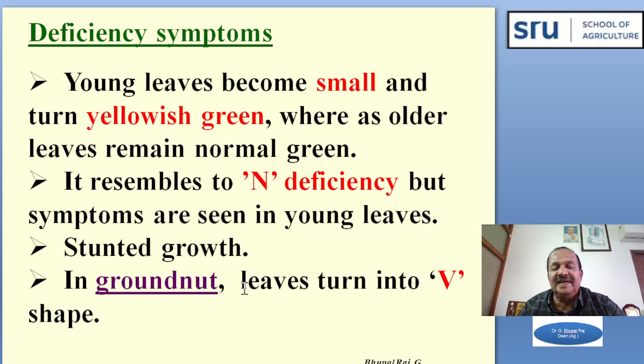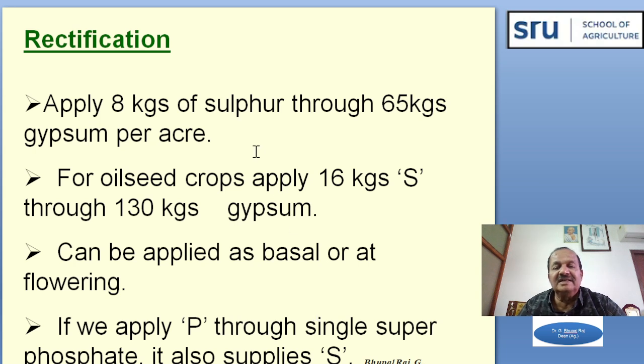In groundnut, the main important symptom by which we can recognize sulfur deficiency is that the leaf turns V shape. So how do we rectify the sulfur deficiency in crops? We apply 8 kg of sulfur through 65 kg of gypsum per acre, because gypsum contains about 18 to 21% sulfur depending upon the sources. So for crops, we need 65 kg of gypsum per acre.